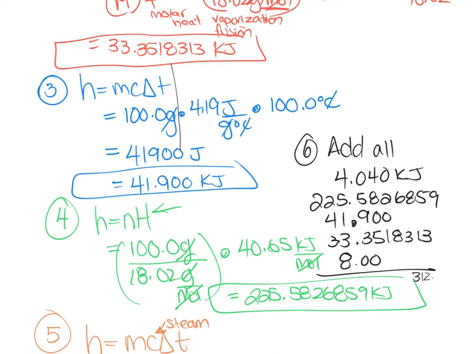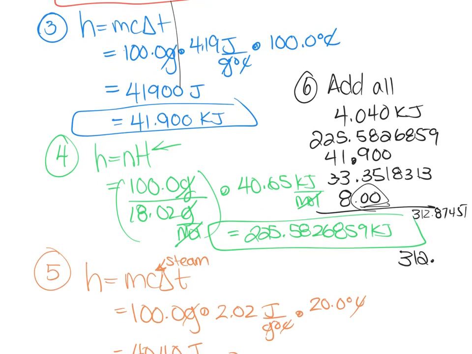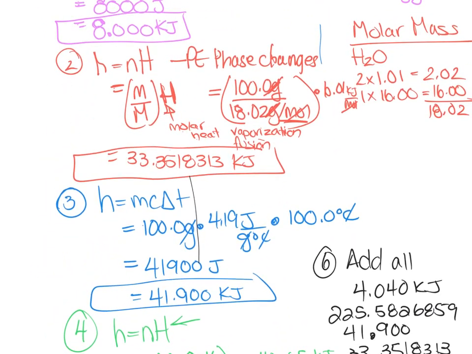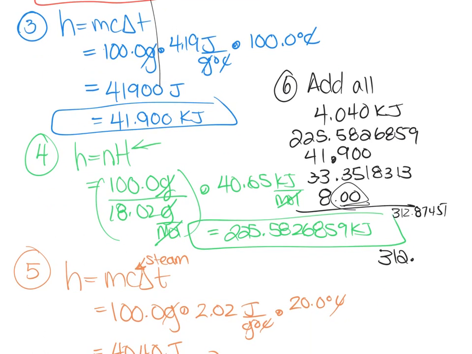So it says 312.8745.172. When I look at the number of decimal places here, the least number of decimal places is actually 2 decimal places. And so that means that I should have 2 decimal places in my answer. So that would mean that it's 87 kilojoules is the total amount.